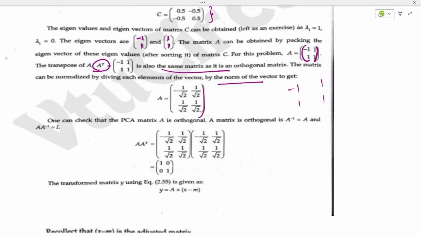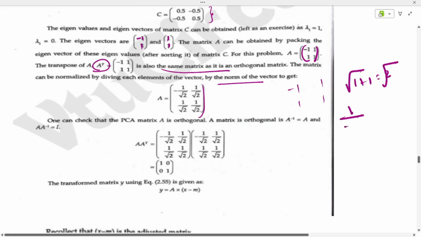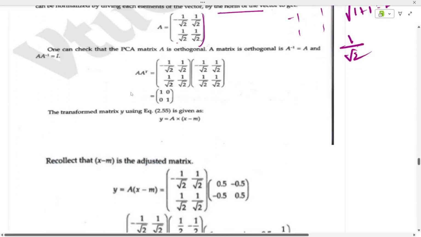You will get the vector as, that is root of 1 plus 1 will be what? Root 2. Again 1 divided by root 2 you will be applying. Here it is minus, here all it is plus. That's it. You will be dividing it. See, 1 divided by root of 1 plus 1, it is 1 by root 2. That is the normalization. And next is A into A transpose. A is this matrix and A transpose is also the same matrix. So you will be getting the identity matrix. If you multiply the same matrix, you will be getting the identity matrix.